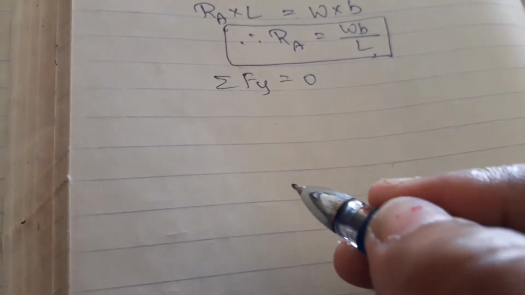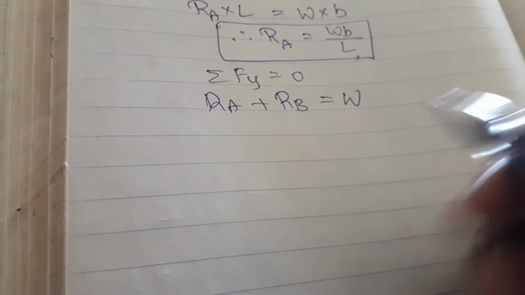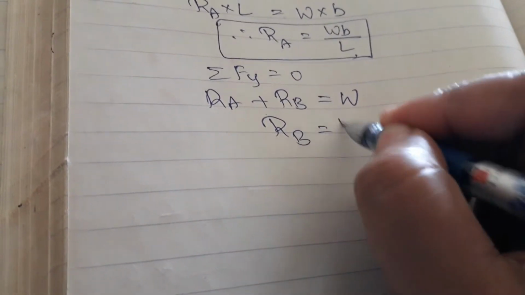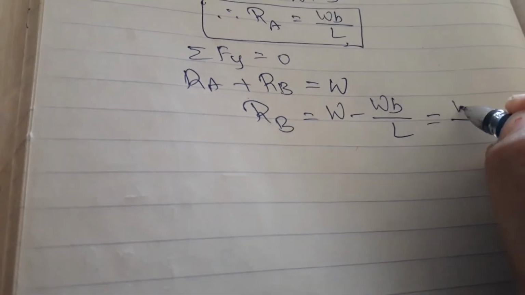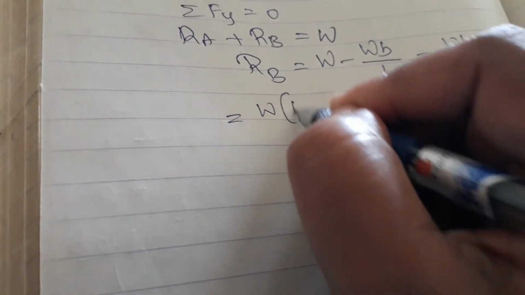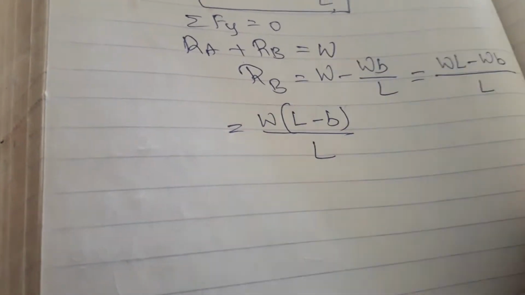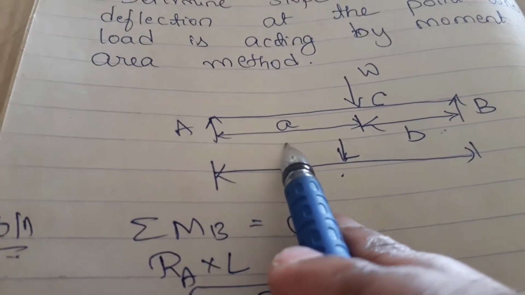Let us take sigma Fy is equal to 0. So RA plus RB is equal to W. RB is equal to W minus WB by L. After taking LCM, it is WL minus WB. So take common W, L minus B by L. In the figure you can see L minus B is nothing but A. Therefore I can write this as WA by L. This is nothing but RB.